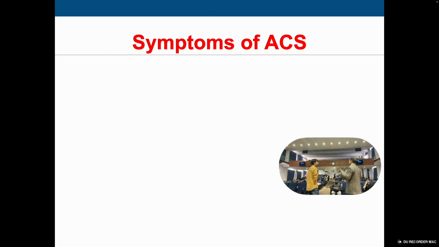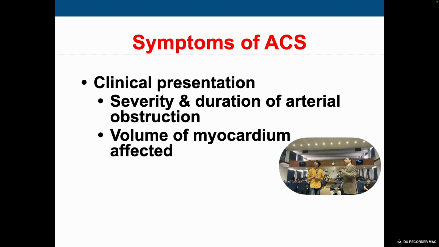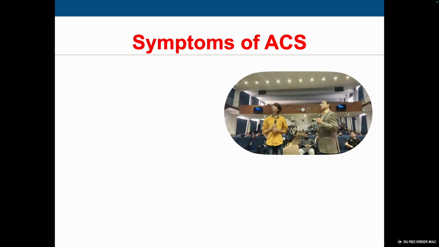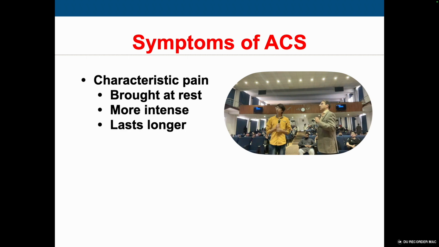Then what next? Shortness of breath. The patient may have profound associated autonomic features: apprehension, nausea, vomiting, and the word angor animi, the term I told you, the patient may have a feeling of impending death. You see the radiation and all these features are the same in chronic stable angina as well, so they may not be different. The severity and duration of arterial obstruction decides the volume of myocardium, the level of demand, that decides what the symptoms are going to be. The symptoms are characteristic pain which is brought on at rest, more intense, and lasts longer.